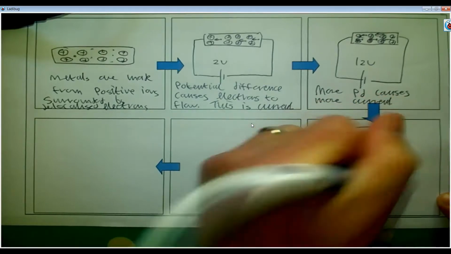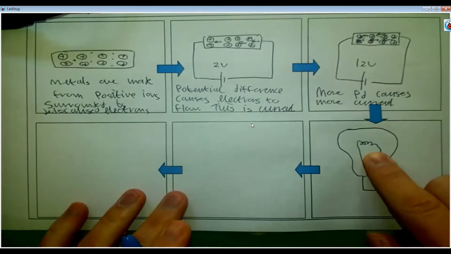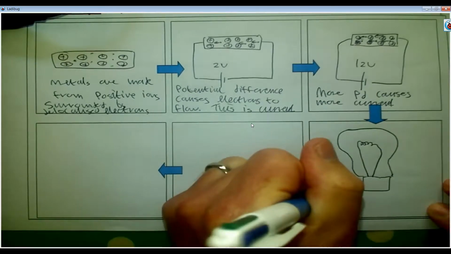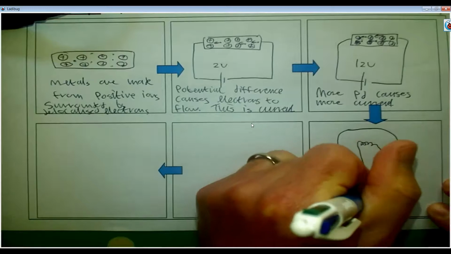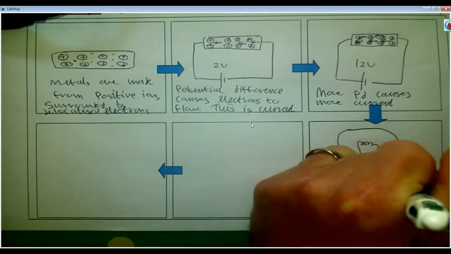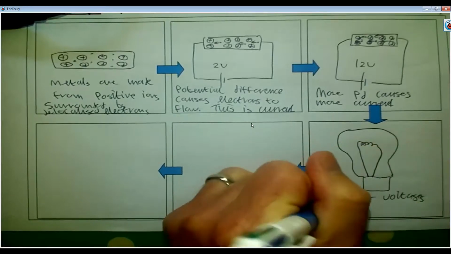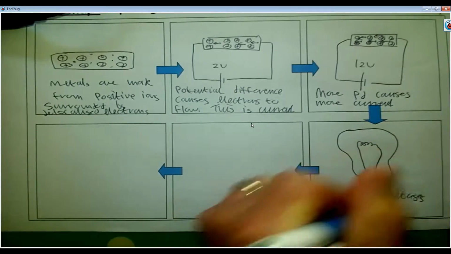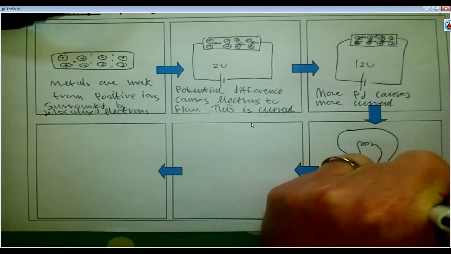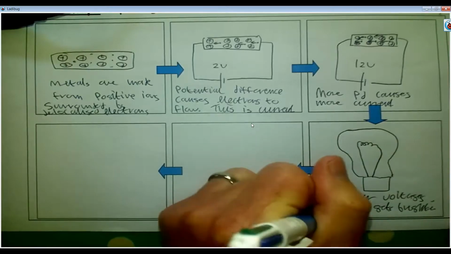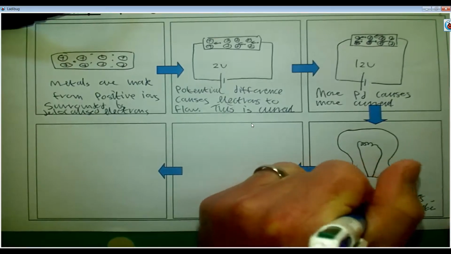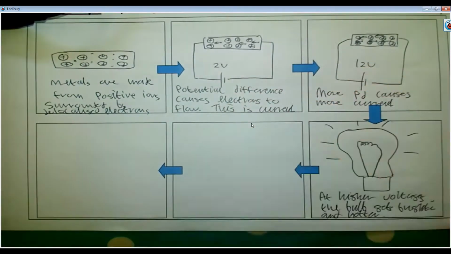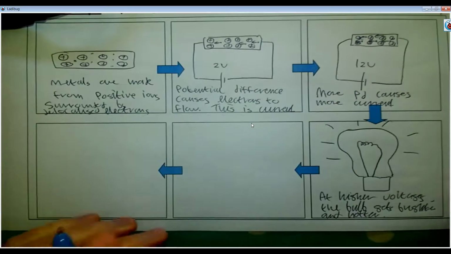And it's an old-fashioned filament bulb, so we've got the wire there. What would happen to it if we increase the voltage? At higher voltages, the bulb gets brighter and hotter. So we can see the light coming out there, and that would actually get quite hot.